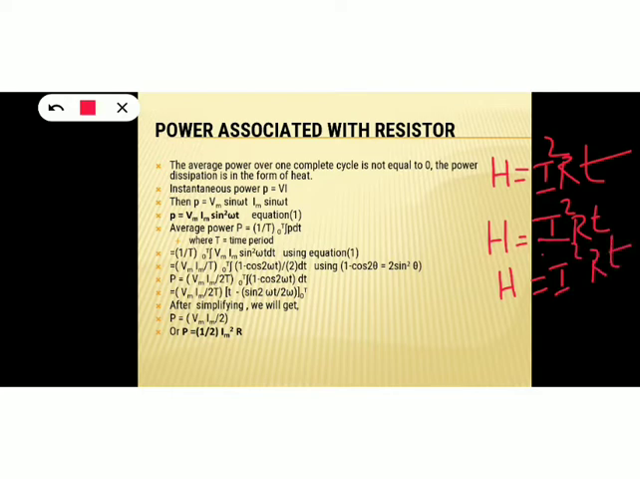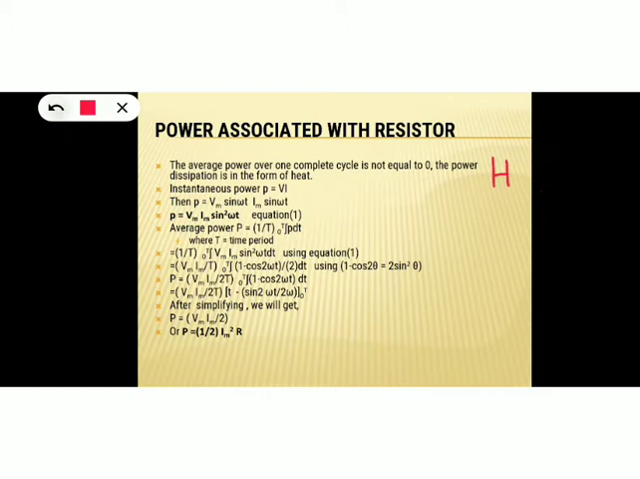So that's why power cannot be 0, because for positive and negative cycle, power is there. A definite amount of power is there which cannot cancel with each other. Okay. So we can discuss the expression for the average power associated with one complete cycle of AC.